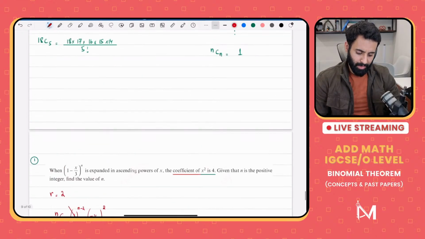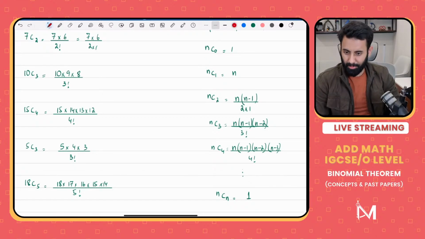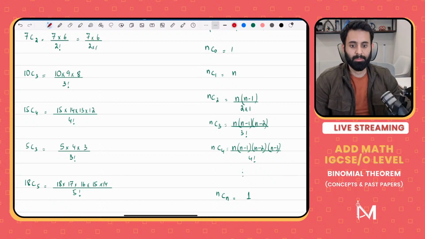Look, I've given you a whole pattern here. That if it's NC2, the numerator will have 2 terms, denominator will have 2 factorial. If it's NC3, numerator will have 3 terms, denominator will have the factorial of 3.